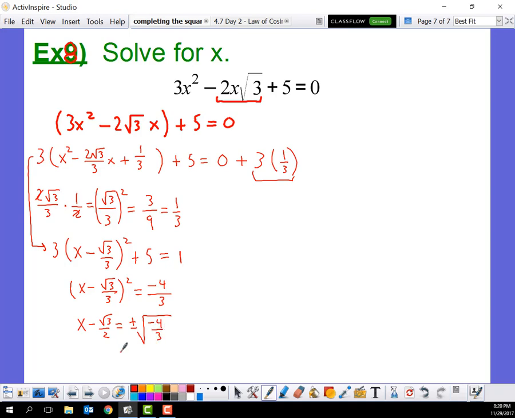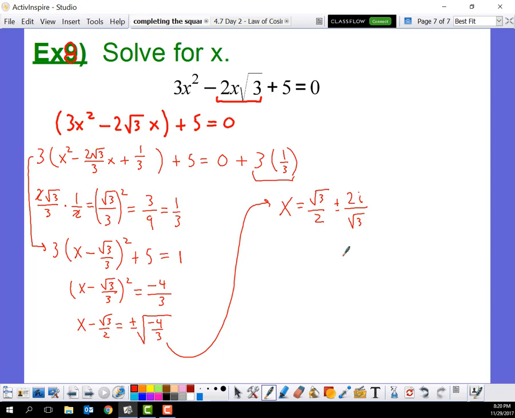You don't have to be afraid of square roots and negatives anymore because you know what to do. Okay, so here we go. Let's clean it up. We've got x equals, add the root 3 over 3 to the other side, plus or minus 2i all over the square root of 3. Now you, in this stage of mathematics, should not stop here. You should not leave radicals in your denominator. Don't leave radicals in your denominator.